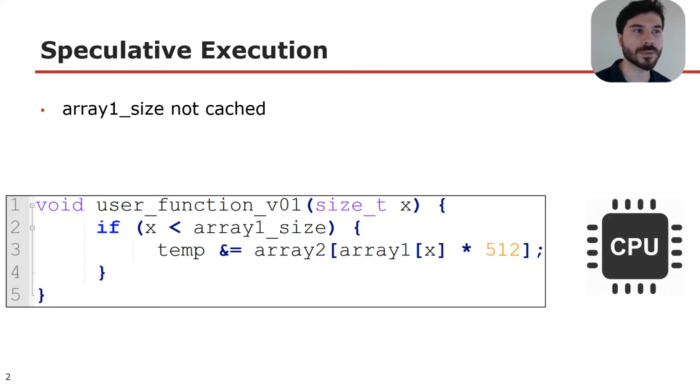If we had an in-order processor, we would have to wait until it fetches this variable from memory. But modern CPUs are much faster than the memory, and we can't afford waiting anymore. So instead of waiting, our CPUs just predict the outcome of the branch condition and continue execution.